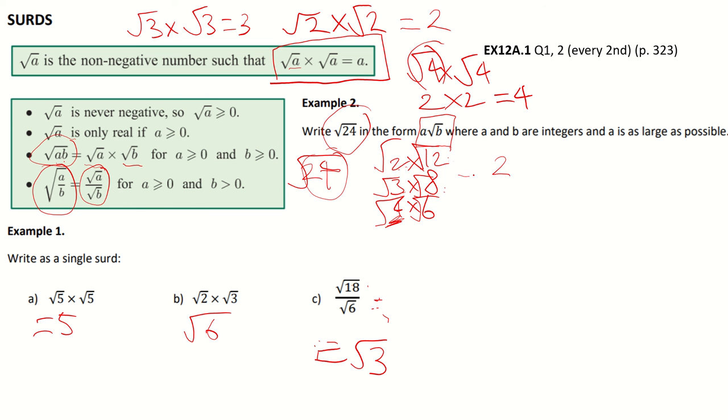So we can simplify this and write it in the form a square root b. The square root of 4 will be 2, and then square root b will be square root 6, and we can't simplify it any further. So we've written the square root of 24 in the form a square root b, where a and b are positive whole numbers, integers, and a is as large as possible.